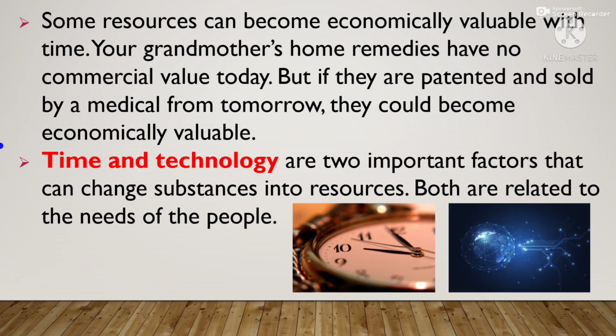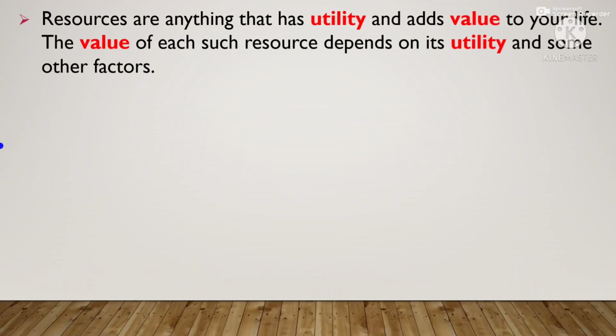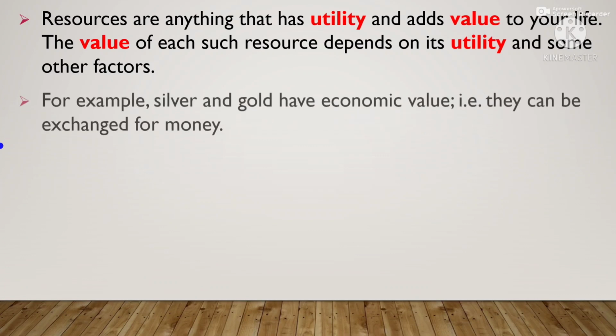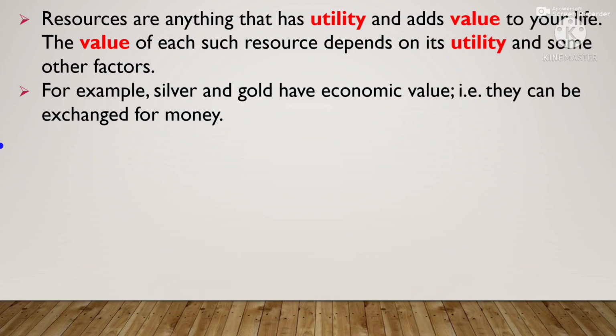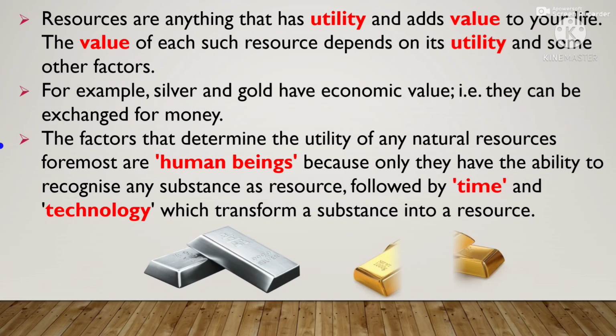So these are the two important things, time and technology. Next, resources are anything that has utility and adds value to your life. The value of each resource depends on its utility and some other factors also. For example, silver and gold have economic value, that is, they can be exchanged for money. We have already discussed this. The factors that determine the utility of any natural resource, foremost are human beings, because only they have the ability to recognize any substance as a resource, followed by time and technology, which transform a substance into a resource.